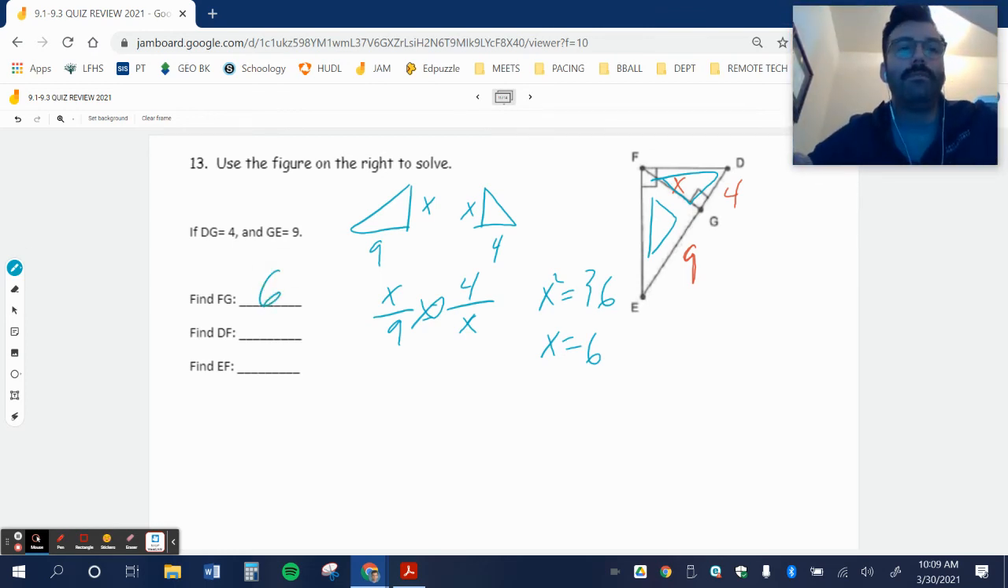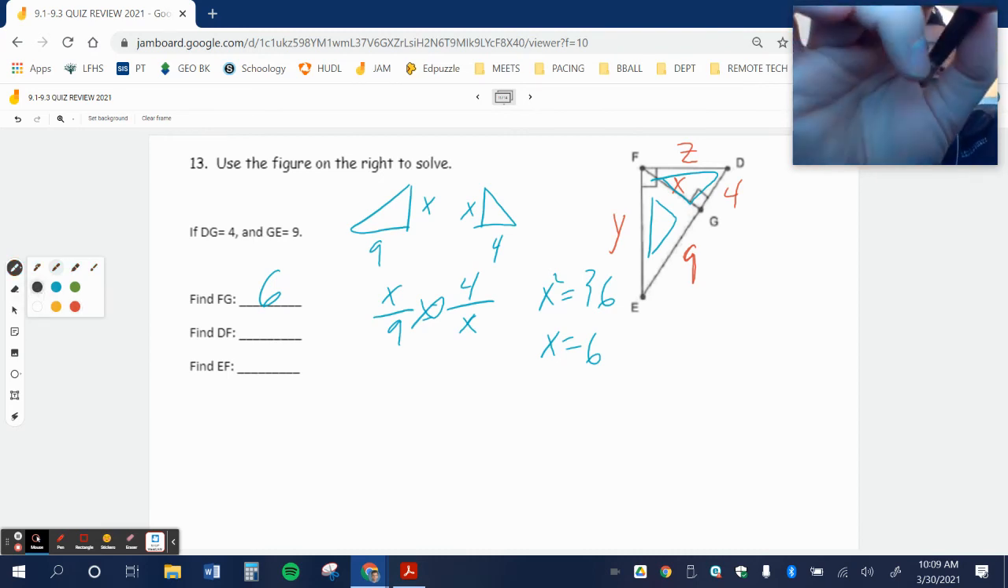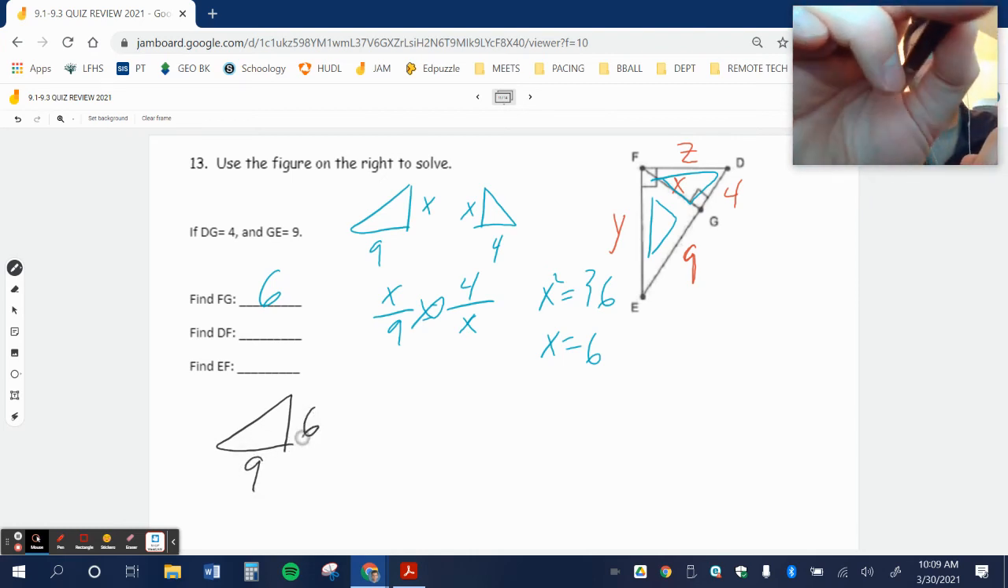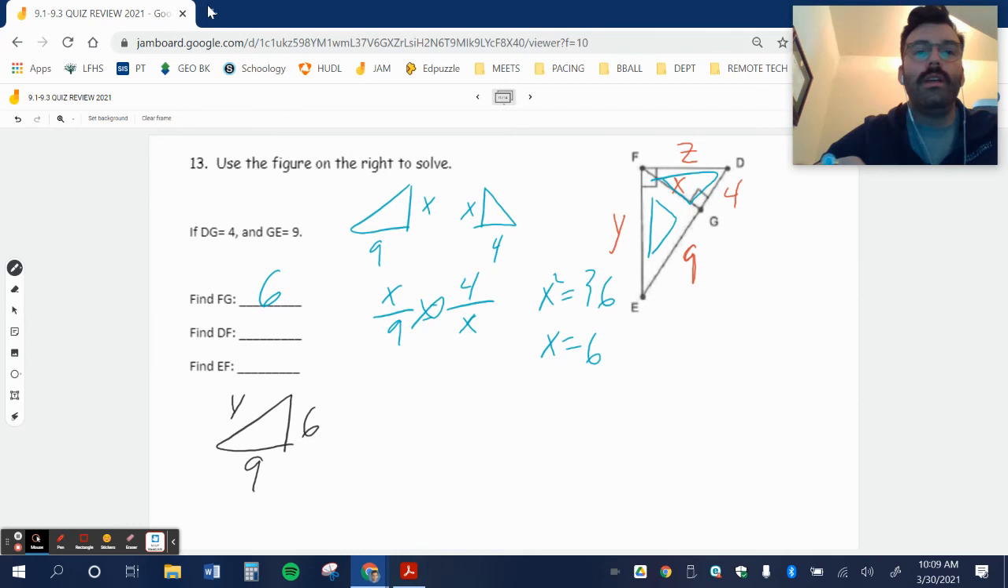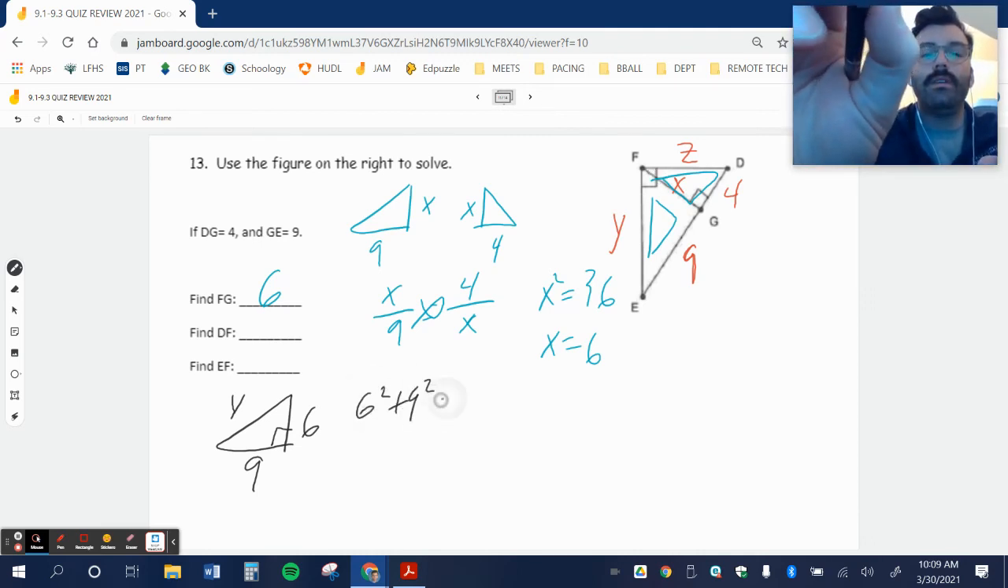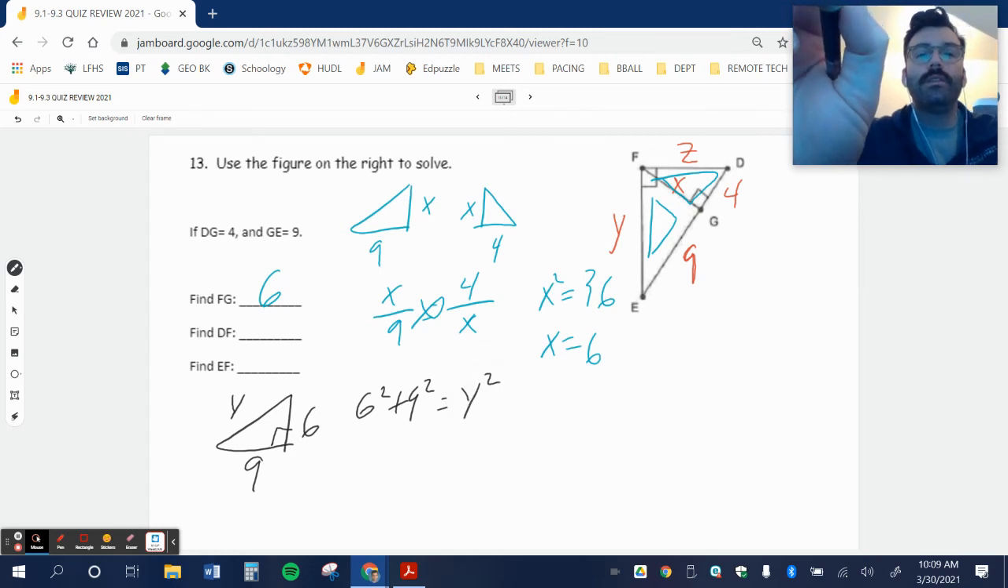Now, basically, I just have to do the Pythagorean theorem a couple more times. I'm going to call this y and this one z. My next Pythagorean theorem, I'm going to look at the medium triangle. I can do the small triangle first as well, but I'll just do the medium triangle. This is 6 now because I found FG was 6, and this is 9 still, and then that's my y. So y is my c. I can do 6 squared plus 9 squared equals y squared.